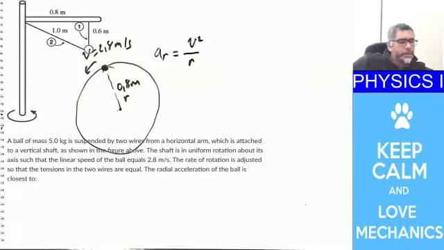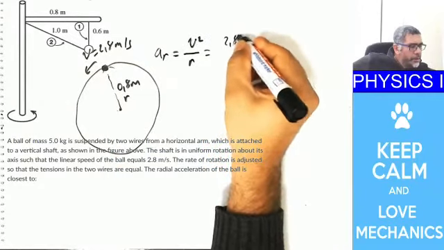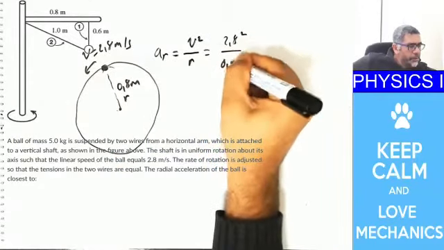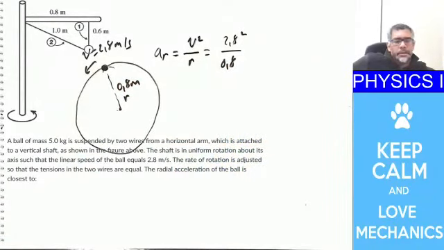Okay, understood. It was given wrong. So the result is going to be 2.8 squared divided by 0.8, whatever the result of this calculation is going to be.